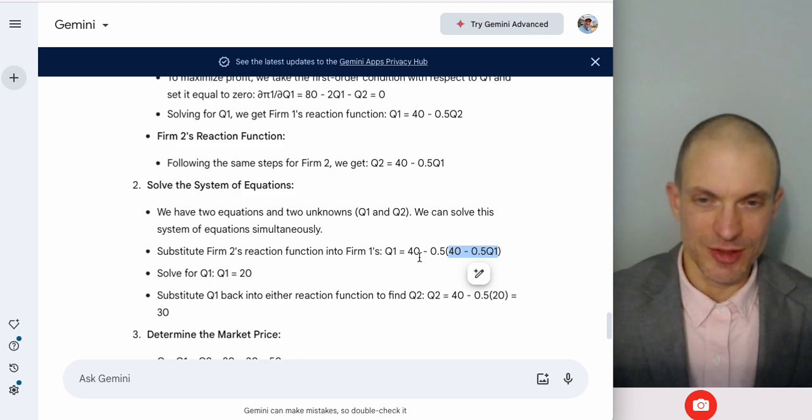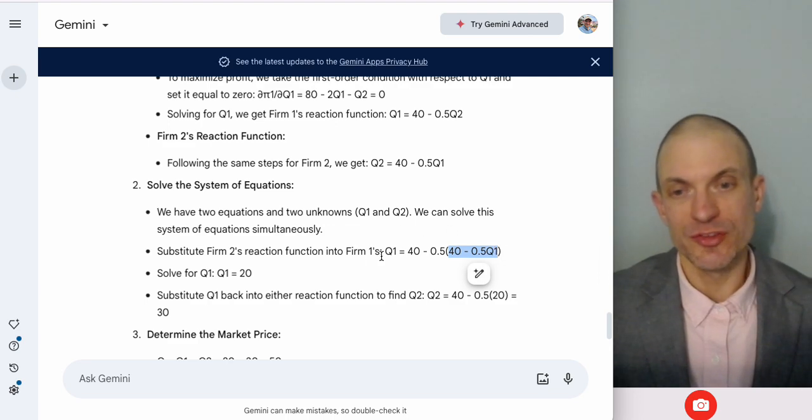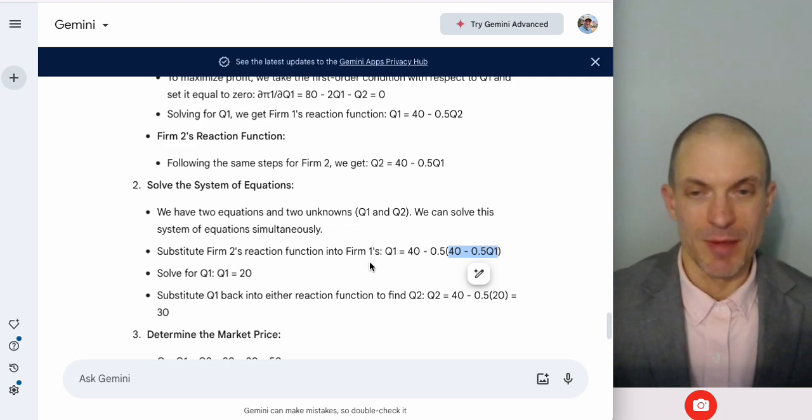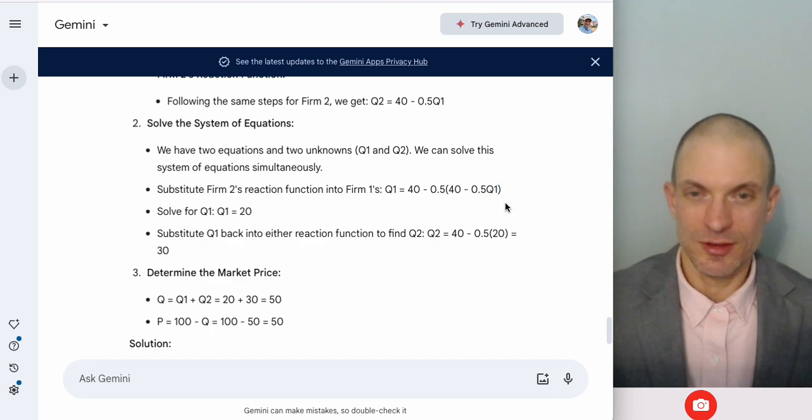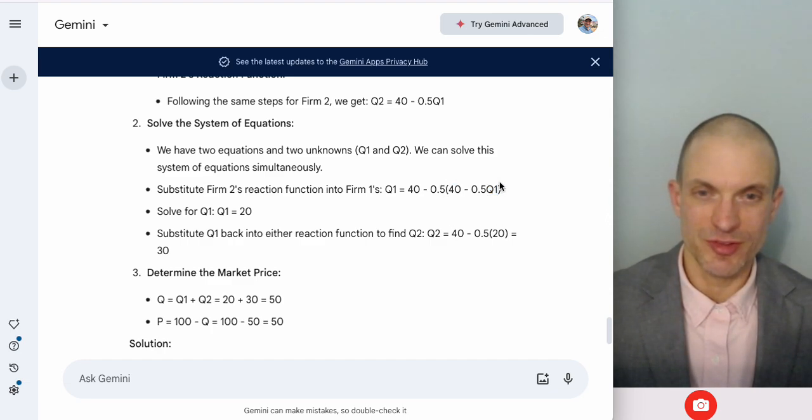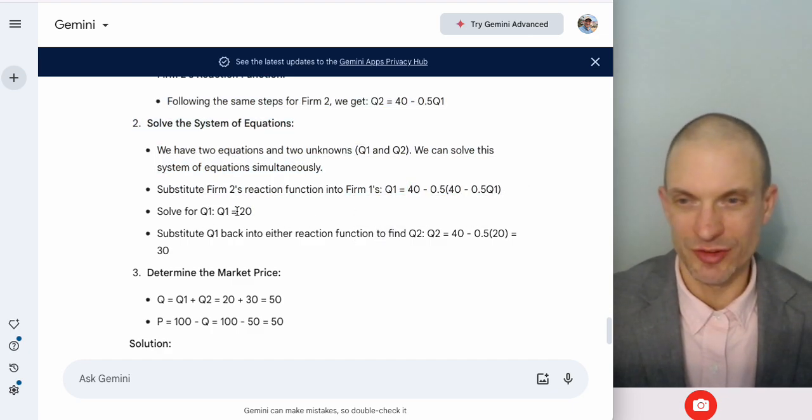So when I distribute this, I'm going to get 40 minus 20 plus 1/4 Q1. So then when I move this to the other side, I'm going to get minus 3/4 Q1 equals 20. Okay, so let's see. They didn't write that out, and so that is their mistake. So for solving this right here, they're telling me Q1 is going to be 20.